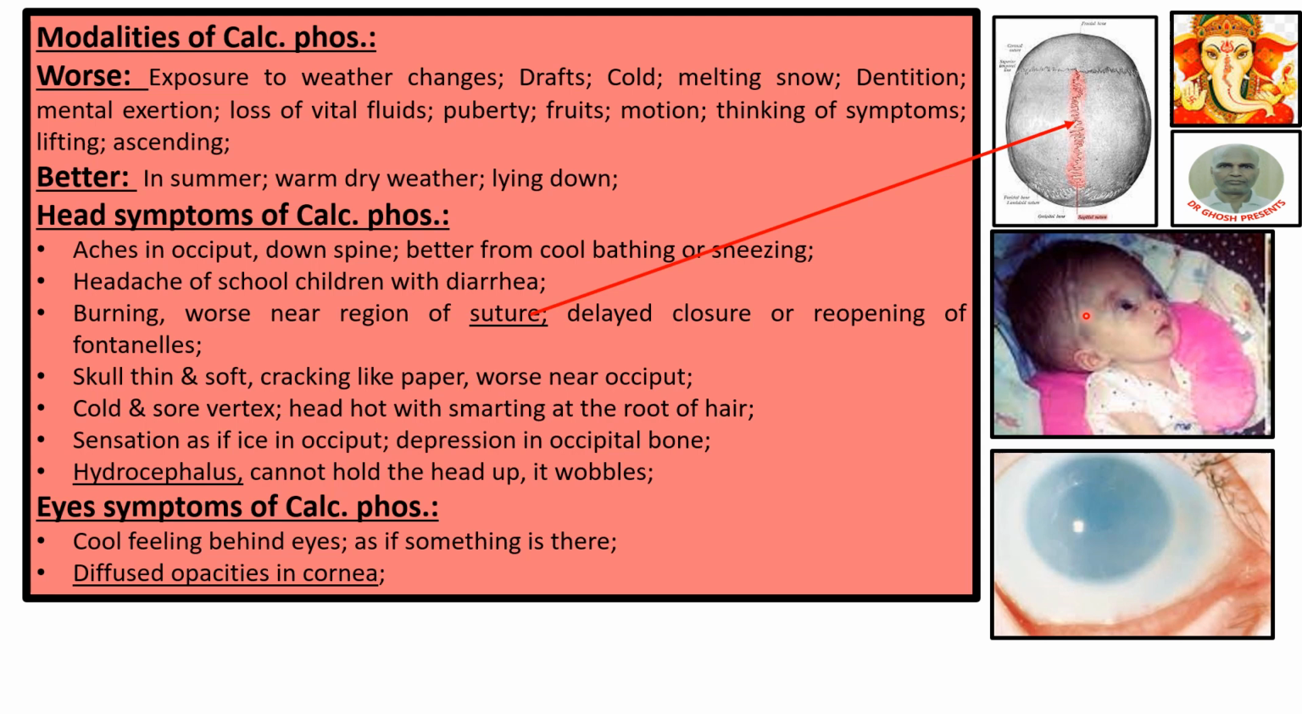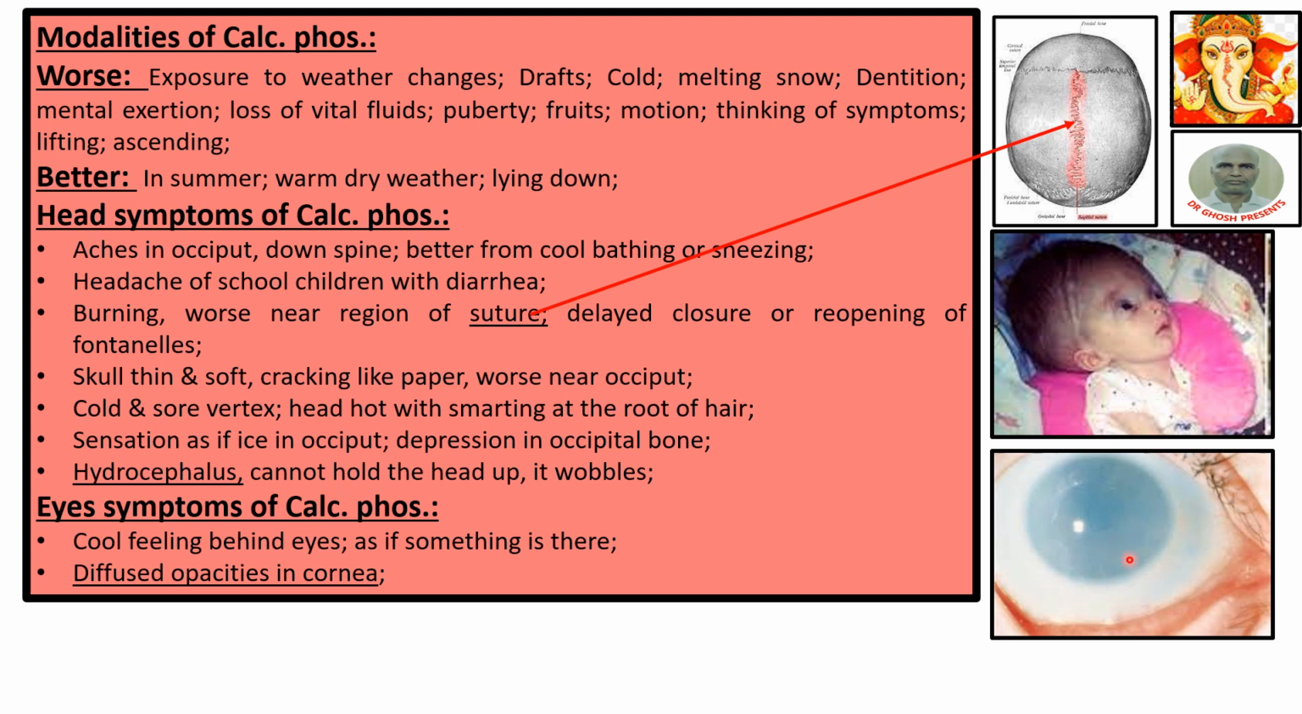Eye symptoms of Calcarea phos: cool feeling behind the eyes, as if something is there. Diffuse opacity in the cornea. Look at the diffuse opacity in the cornea. You will get such a patient in your chamber. This is the corneal opacity.